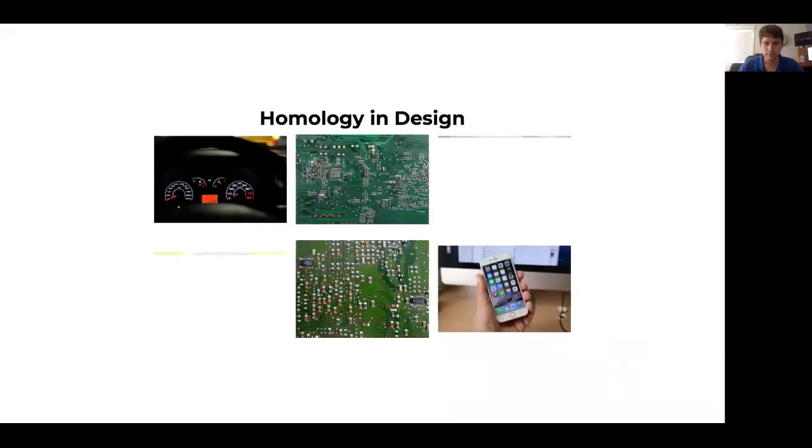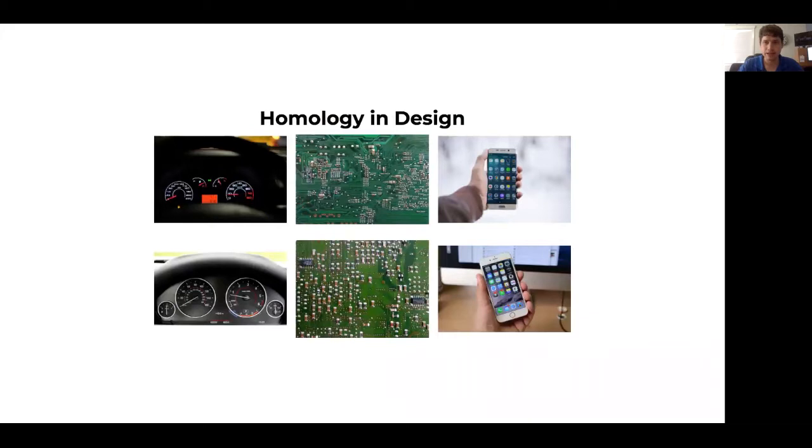However, it's not as if we can't explain homologies. If we look at designed artifacts, we see homologies all over the place, and I have various pictures here to depict examples. So we have, for example, on the left, car gauges on a car dashboard, and you'll note that any two cars you look at have pretty much the same gauges.